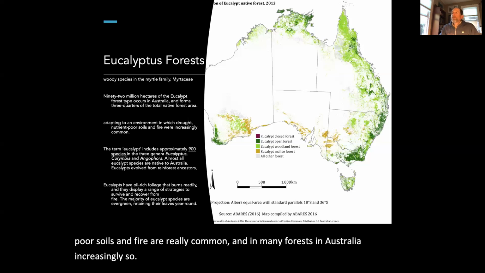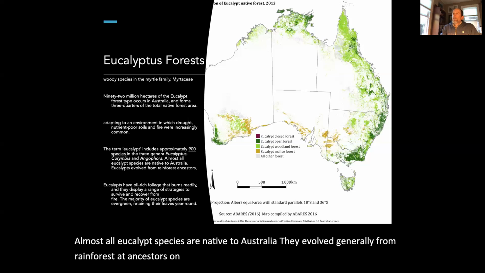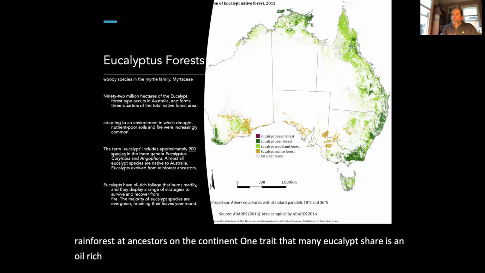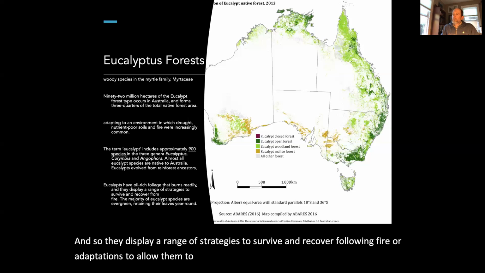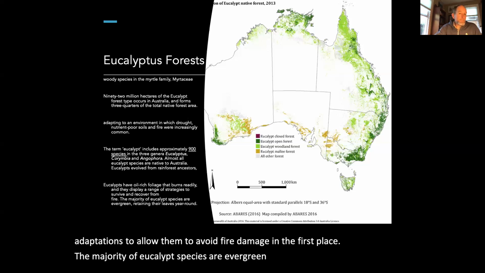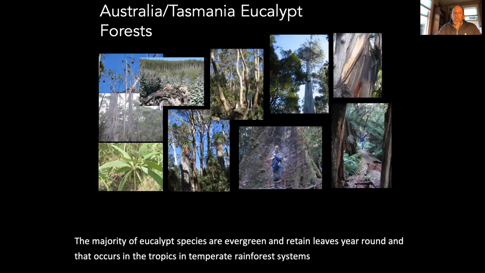Almost all eucalypt species are native to Australia. They evolved generally from rainforest ancestors on the continent. One trait that many eucalypts share is an oil-rich foliage that burns readily. And so they display a range of strategies to survive and recover following fire, or adaptations to allow them to avoid fire damage in the first place. The majority of eucalypt species are evergreen and retain leaves year-round, and that occurs in the tropics, in temperate rainforest systems, and in drier systems.